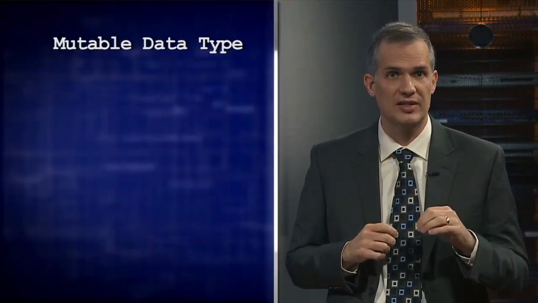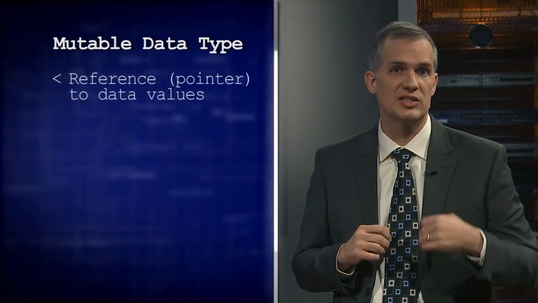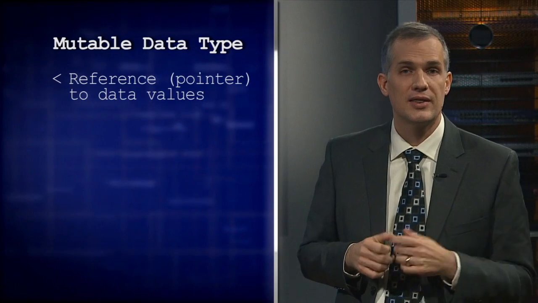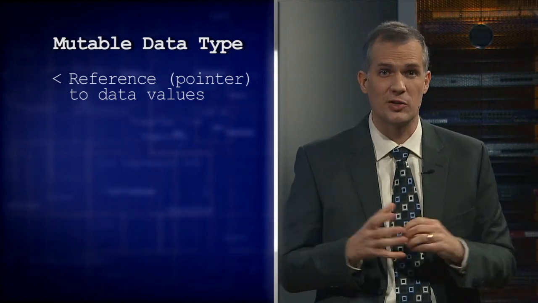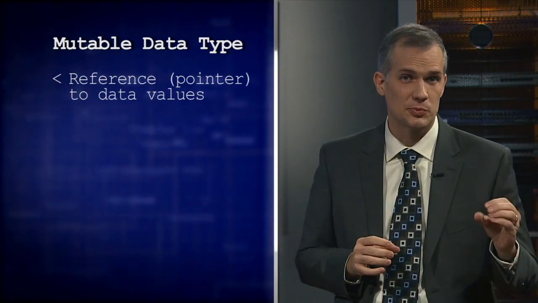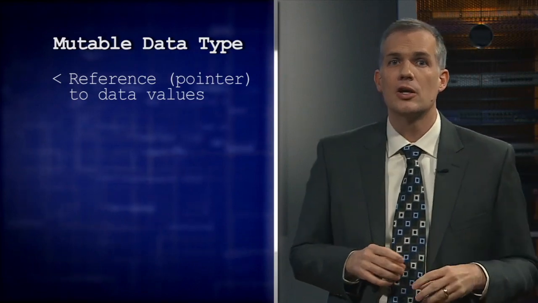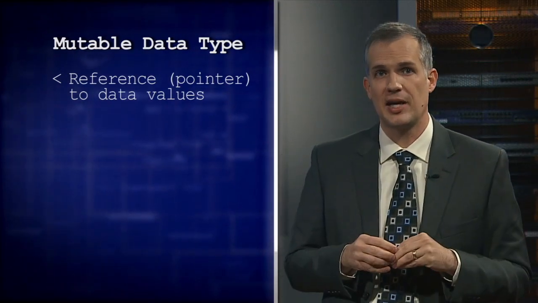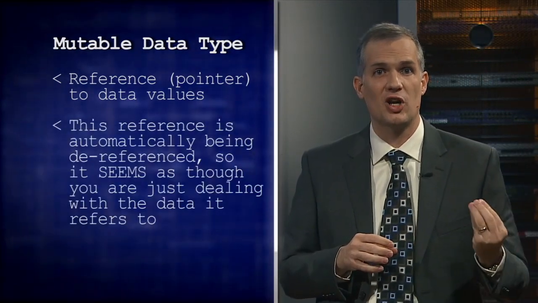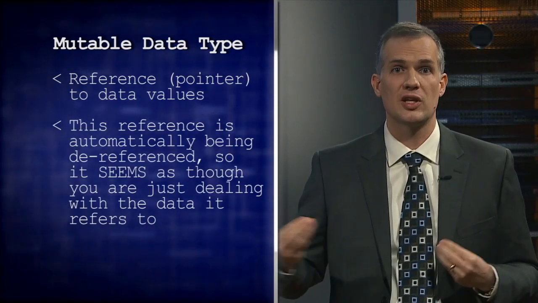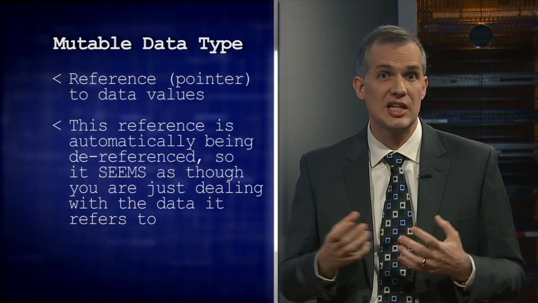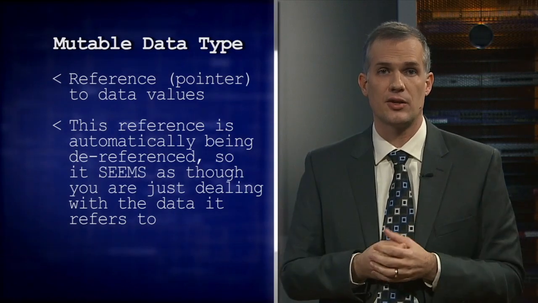To understand this, we need to understand that a mutable data type is really a reference to data values. That reference, which is called a pointer in some other languages, is what's really being copied. When you have one of these mutable data types, this reference is automatically dereferenced when you're dealing with the type. So it seems as though you're just dealing with the data that it refers to.